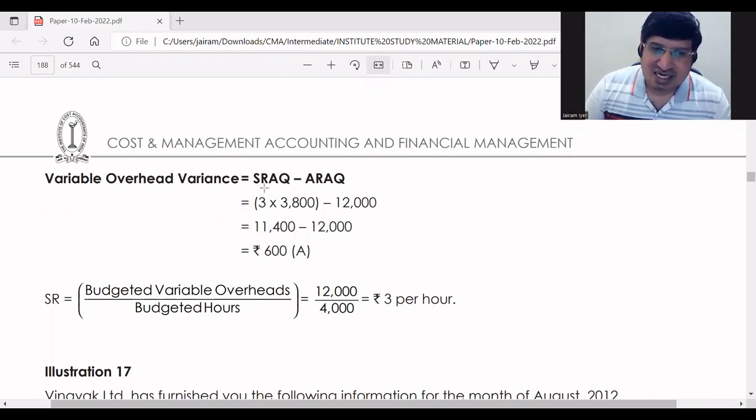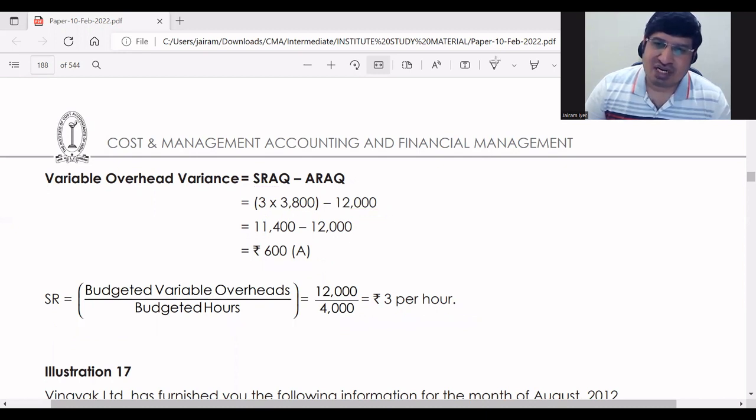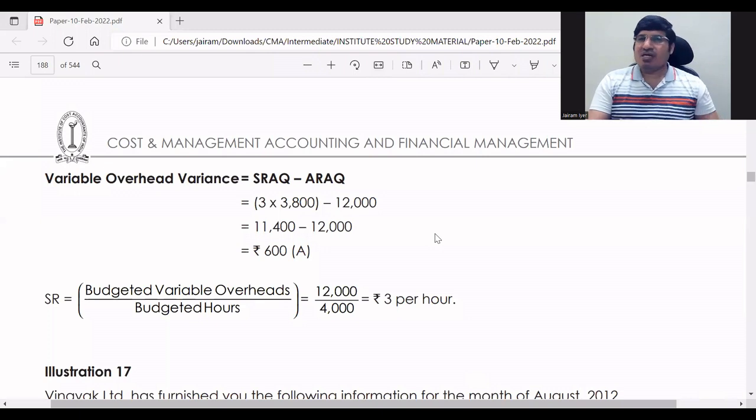This we did: standard rate into actual quantity, right? So here 3 is the standard rate we had found out, multiplied by 3,800, correct? And we deducted 12,000, which was the actual variable overhead. So you got 600 adverse. This is what we had done to find out 3 per hour, correct? That is all, variable overhead variance is this straightforward. There are 2 sub-parts of it, that is also fairly simple, which we will see in the next problem.